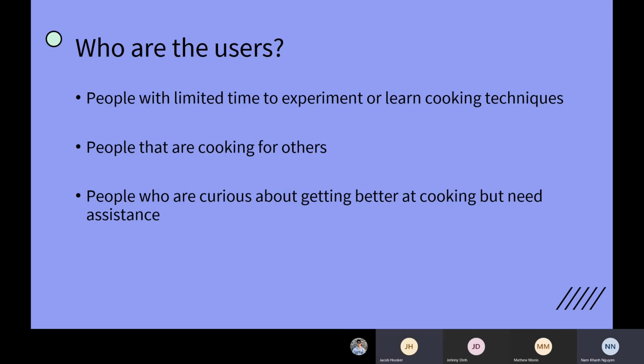So there are three main types of users or customers that we have targeted in our project. The first one is people with limited time to experiment or learn new cooking techniques. The second one is people that are cooking for others. And the last one is people who are curious about getting better and better at cooking but need assistance.